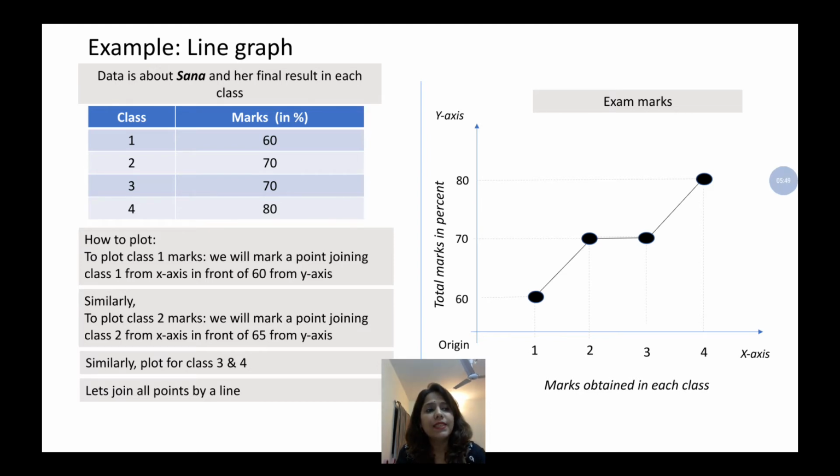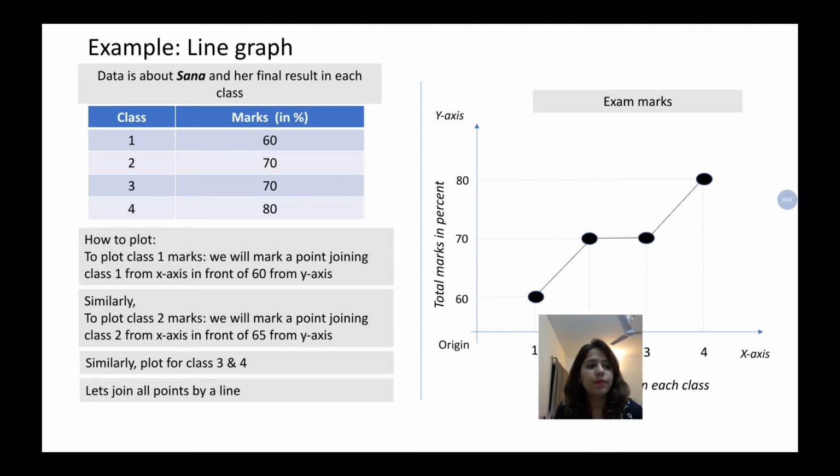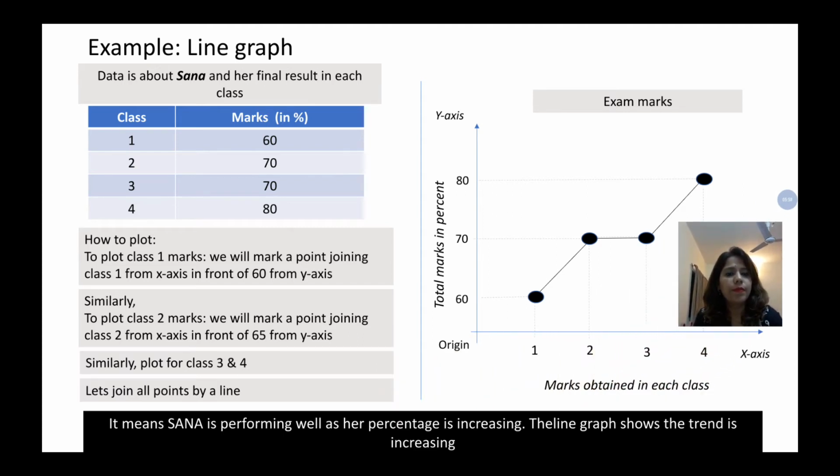And this line is telling us that she is performing very well and her marks are improving. Okay? It means that Sana is performing well as the percentage is increasing. The line graph shows the trend is increasing.